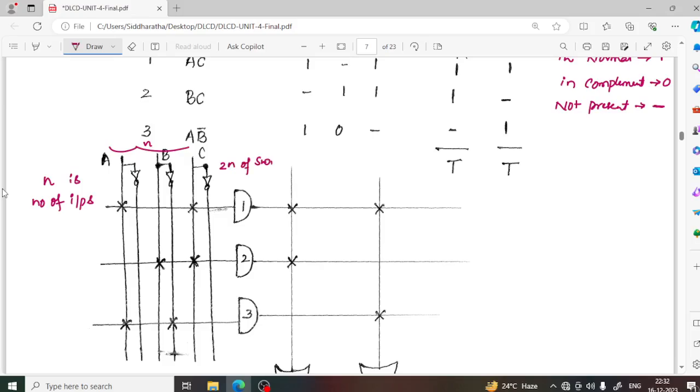Every AND gate has 2n switches, sorry, not 2 power n, but 2 into n number of switches. For three inputs we have A, B, C: the A line, B line, C line, and next the A bar, B bar, C bar lines.